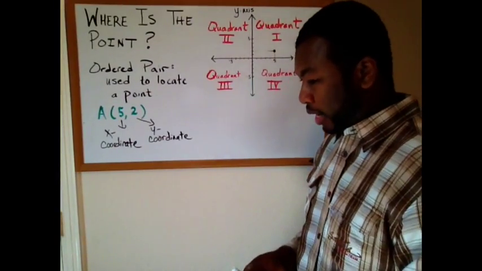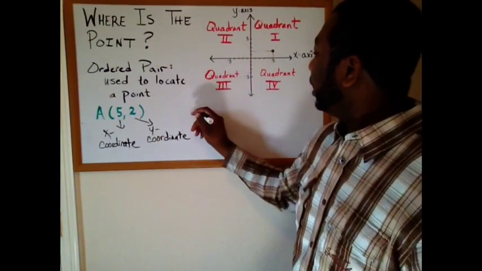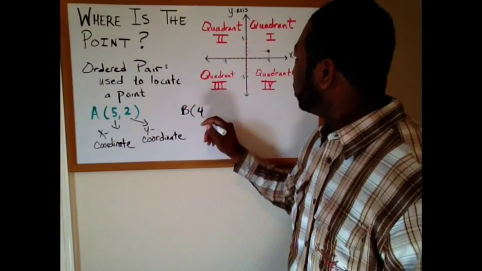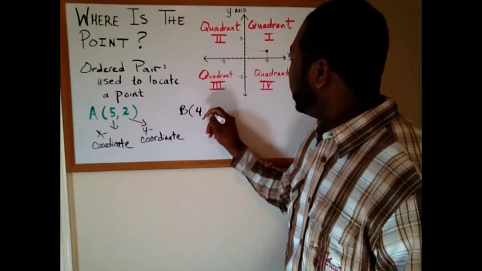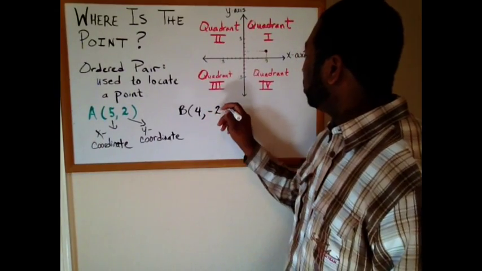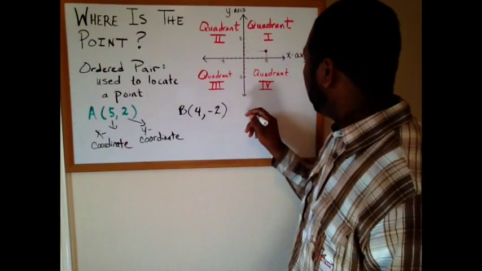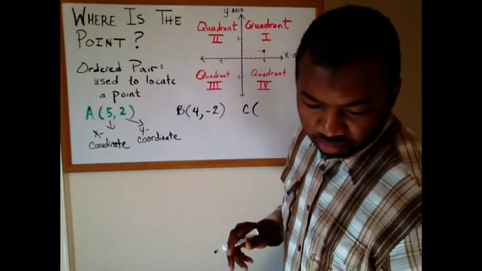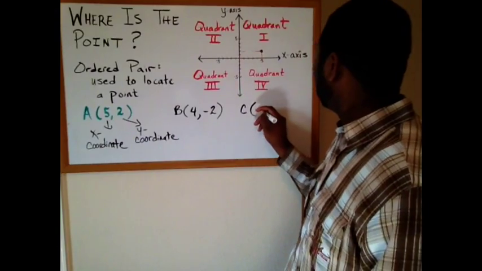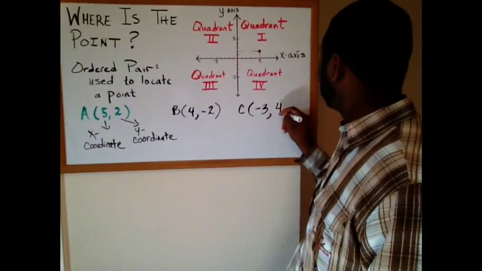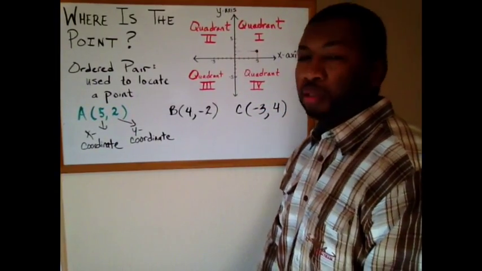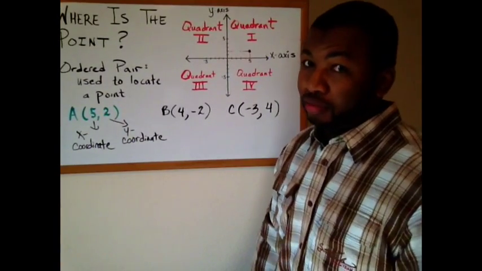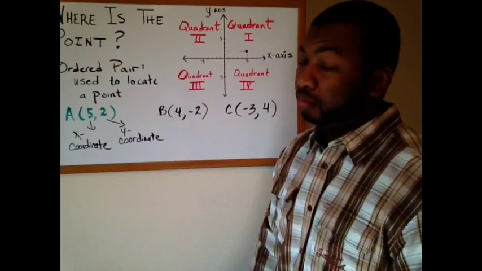Now, you try. I want you to locate point B at 4, -2, and point C at -3, 4. Now go ahead and pause the video while you locate them. Then come back to the video to see if you did what I did. Pause it.